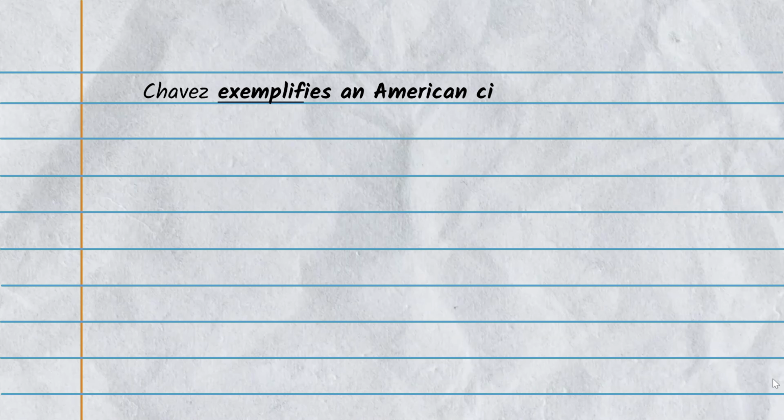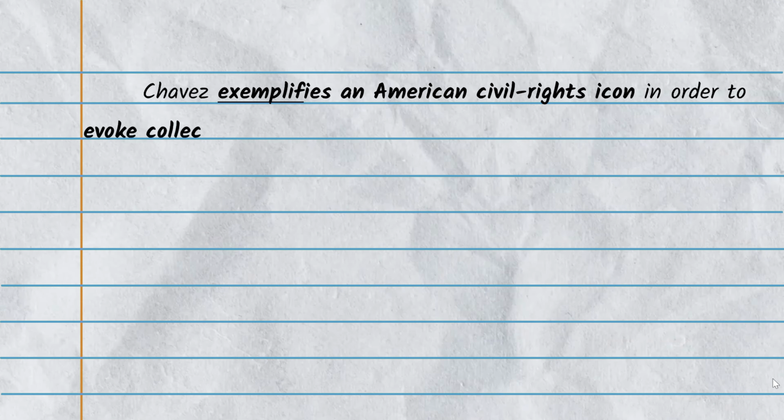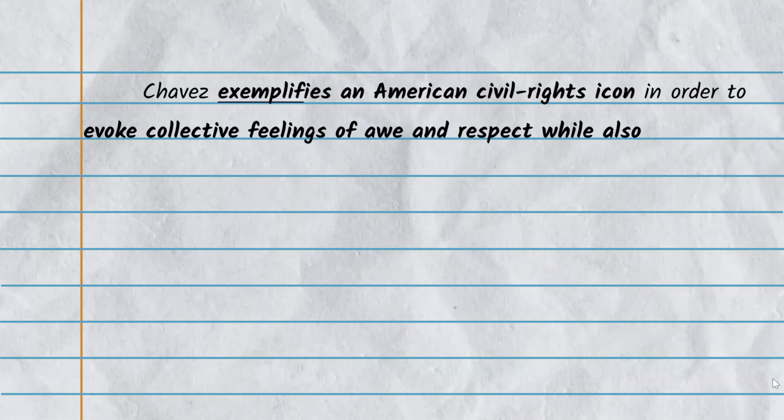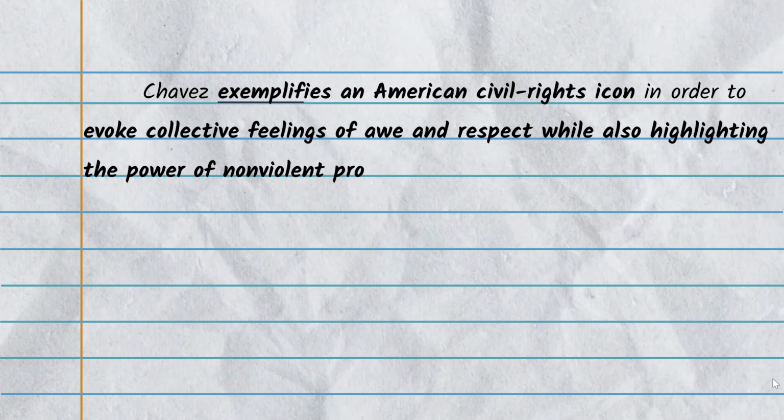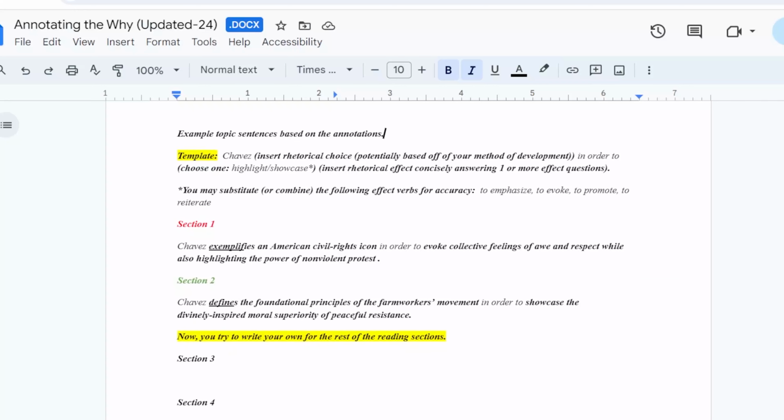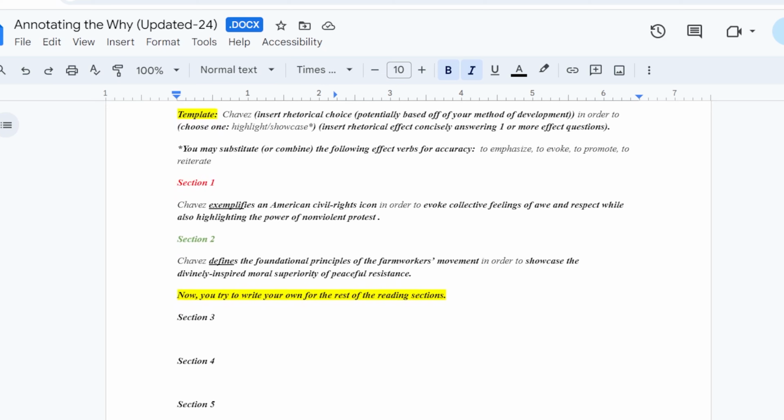If I were to fill this template in, labeling my choice that focuses on my method of development of exemplification and the inferences that I already mentioned earlier in this video, here is what my sentence would look like. Chavez exemplifies an American civil rights icon in order to evoke collective feelings of awe and respect while also highlighting the power of nonviolent protest. In the document for this video, I've also included another example for the second section of the reading. You should check it out, it's in green.